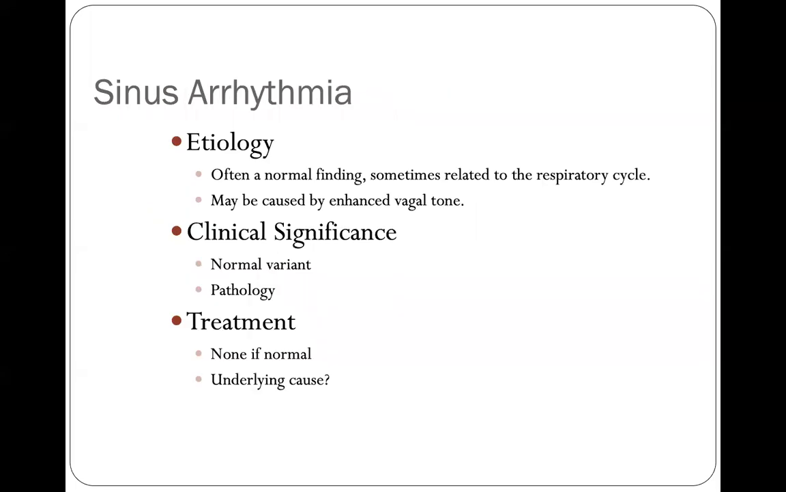The etiology of sinus arrhythmias, it's a normal variant in most people based on the respiratory cycle. It can also be caused by enhanced vagal tone. So as we bear down, you can start to see a little bit of an arrhythmia start to form. And the clinical significance is either nothing, because it's normal, or it could be pathology because of cardiac disease. So you have to determine if it's respiratory or not. Treatment for it is either none because it's normal, or you need to treat the underlying cause that's causing the arrhythmia in the first place. So usually the ischemic disease that they're having.